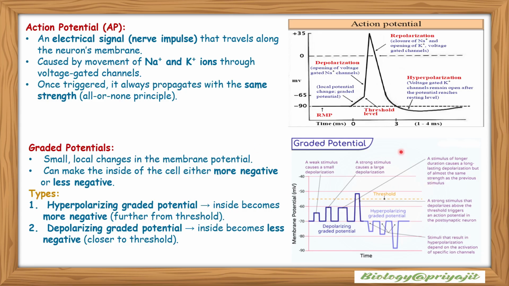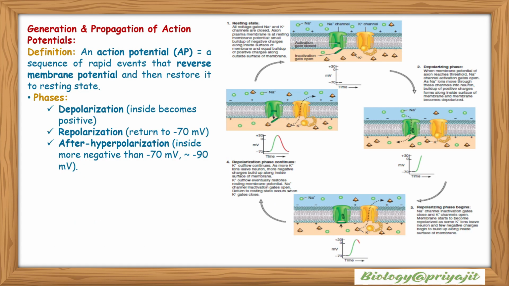This is graded potential. A weak stimulus causes small depolarization. A strong stimulus causes large depolarization. A stimulus of longer duration causes a long-lasting depolarization, but of almost the same strength as the previous stimulus. A strong stimulus that depolarizes above the threshold triggers an action potential in the postsynaptic neuron, and stimuli that result in hyperpolarization depend on the activation of specific ion channels.